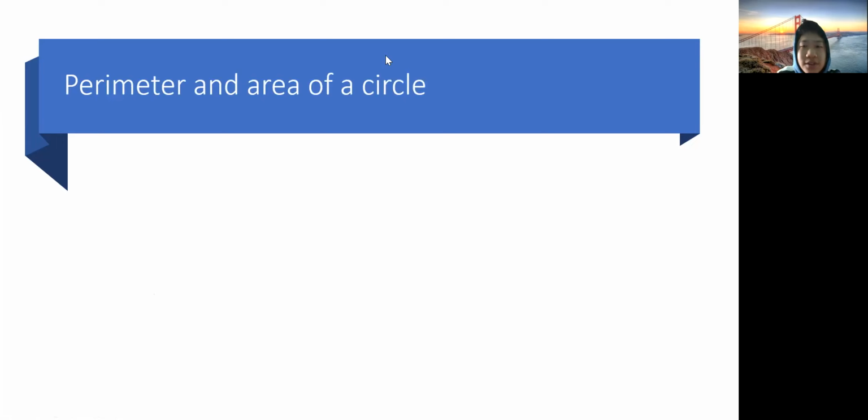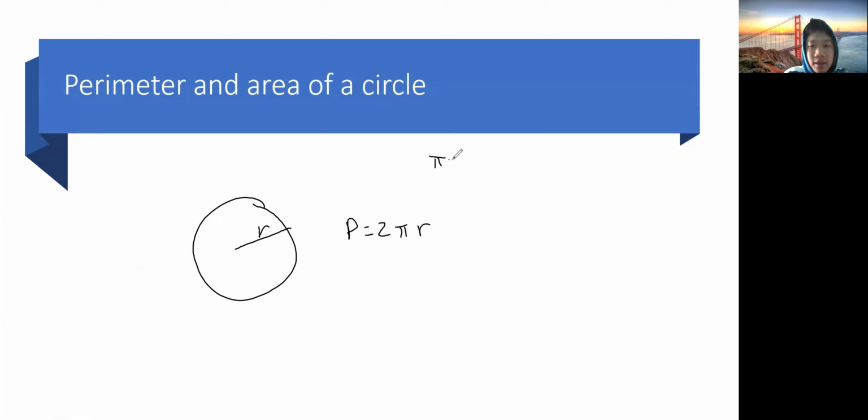So the perimeter and area of a circle, I did not go over this before. So just in case you did not know, if we say this is the radius, then the perimeter equals 2 pi r. And pi, I think you already know what pi is, 3.14. Okay. And the area is pi times r squared.